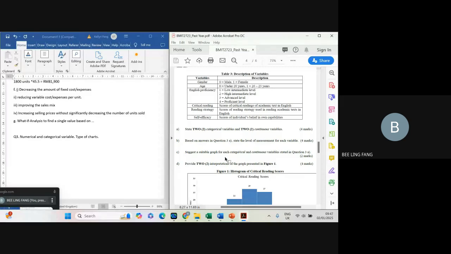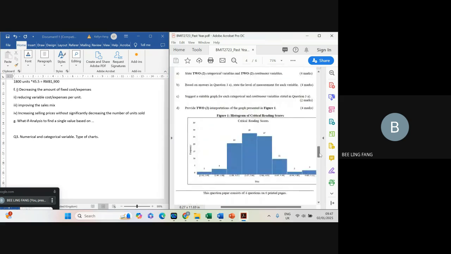Then state the level of measurement, right? Suggest one graph. Yeah. So what chart is suitable? I think if you attended my practical class, I highlighted it before, right? For numerical, you can perform a histogram or box plot. For categorical, you can do a bar chart or pie chart, right? Yeah, you can do revision. This is like week 1 or week 2 or week 3.